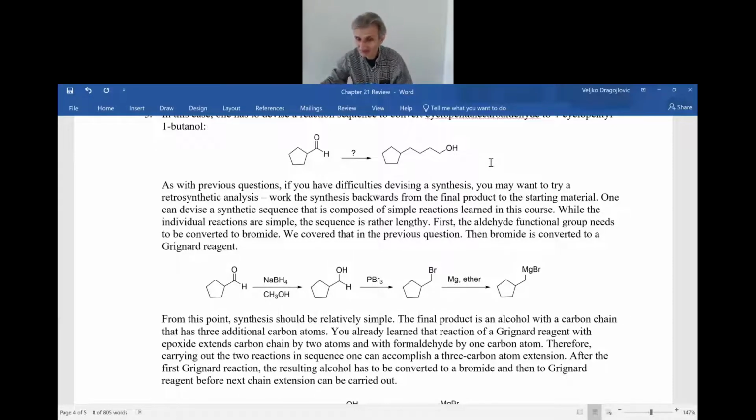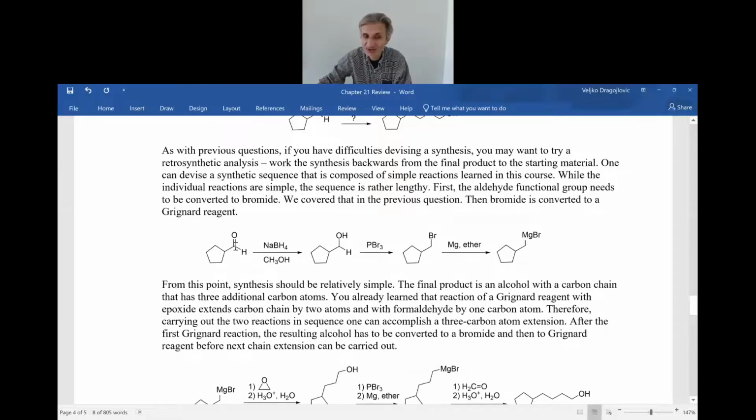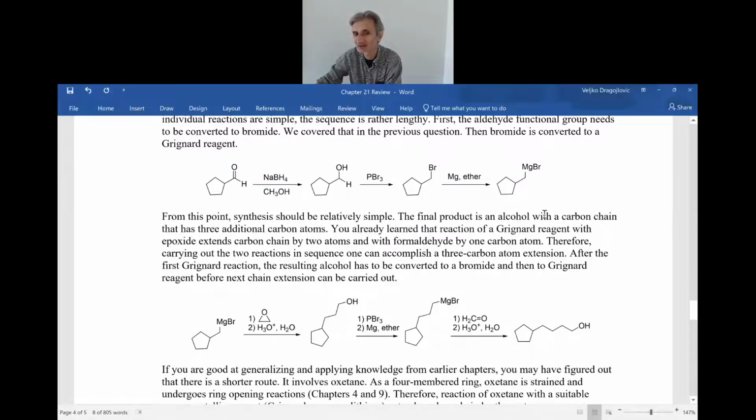But to do that, you need to set this up. So you need to first prepare Grignard reagent, and you need to do it from aldehyde. Obviously, aldehyde cannot be directly converted to Grignard reagent. You first have to reduce it to alcohol, then convert it to bromide. Now I use PBr3. In the previous example, I used thionyl bromide. Now phosphorus tribromide, just to be different. And then magnesium in ether gives Grignard reagent. So now we have Grignard reagent.